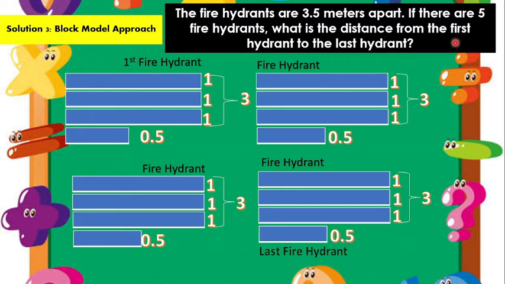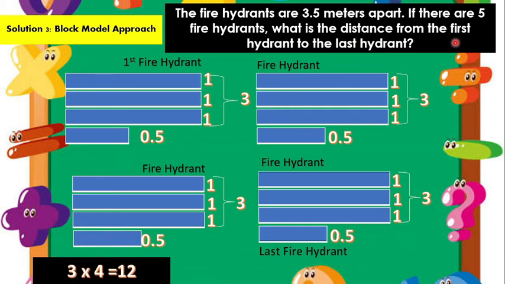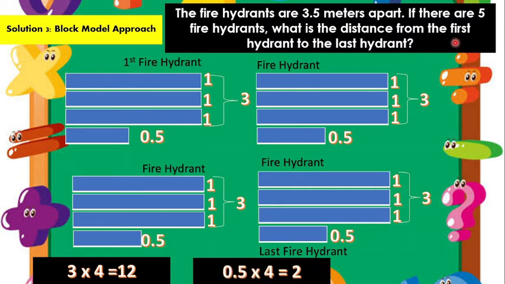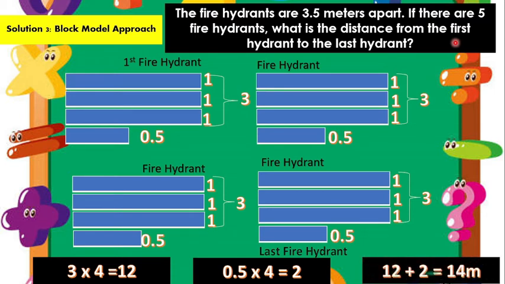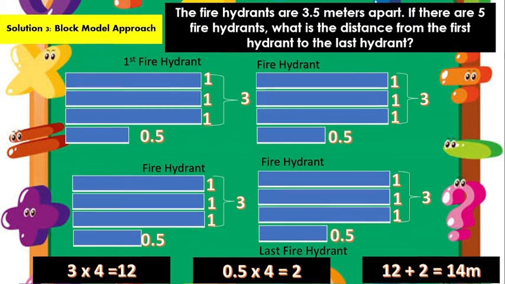So what are you going to do next? Very good. You have to multiply 3 by 4. So that is equals to 12. Very good. What's next? Multiply 5/10 or 0.5 by 4 and that is equals to 2. And what is the last step? Yes, you have to add 12 plus 2 and that is equals to 14 meters. Great job!